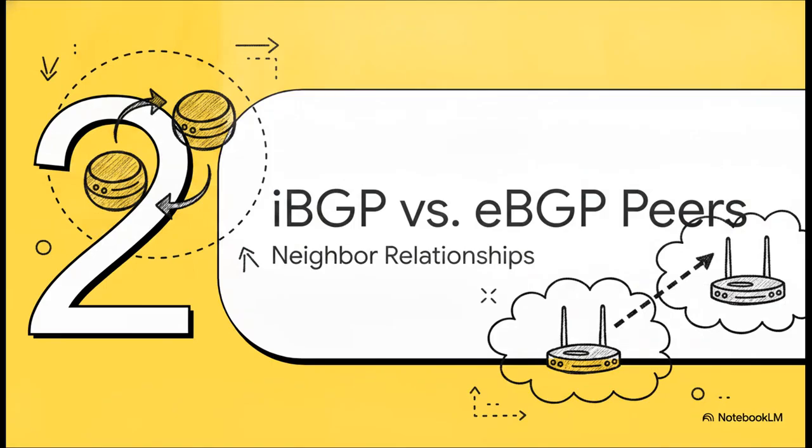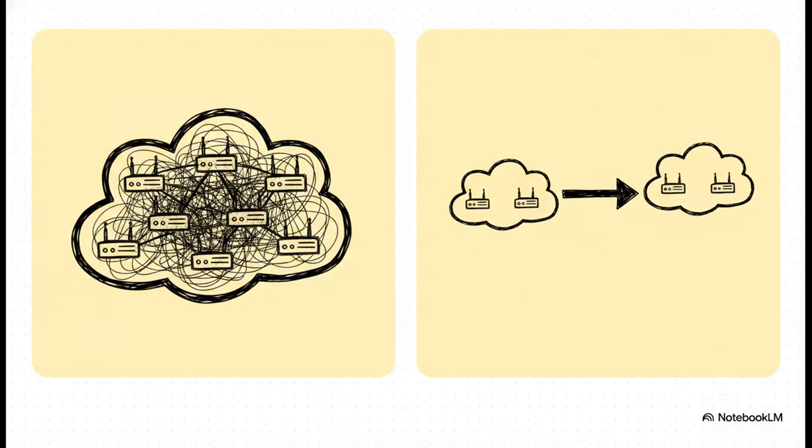Section 2. IBGP versus eBGP peers. Neighbor relationships. For BGP to even function, routers have to form neighbor relationships, and there are two distinct ways they go about this. Now, what's really interesting to see here is the stark contrast in the rules. Internal BGP, or IBGP, connects neighbors within the exact same autonomous system, which requires a full mesh connection. They carry an administrative distance, or AD, of 200.